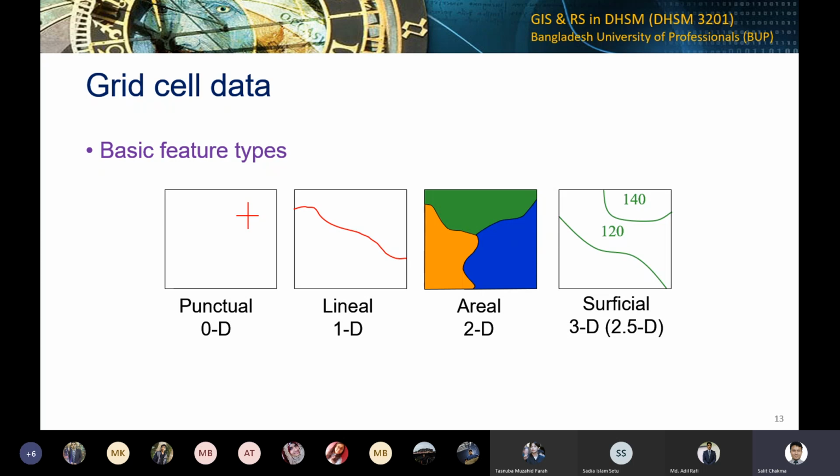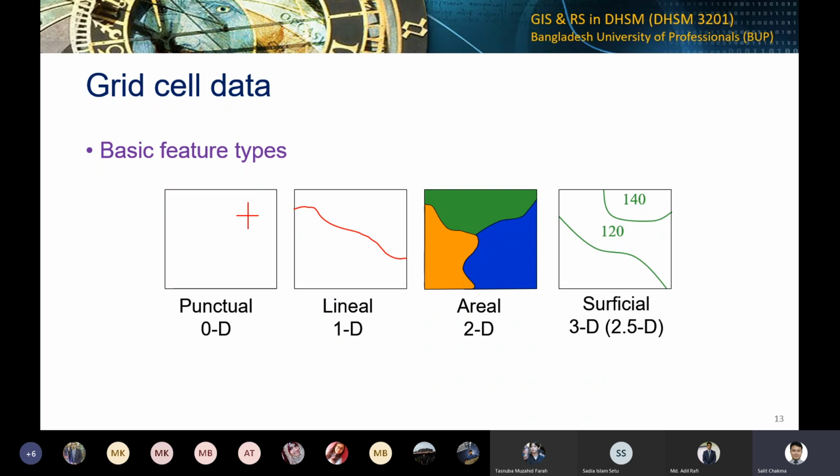So if you are mapping the entire country, and you want to map out all the locations of the universities, at that moment you will represent BUP using just a single point. That's a point feature, or we could say a punctual feature, because that's a point. If the map is not vector but raster, there would be just a single cell. Just like BUP, Dhaka University would be represented by a single cell.